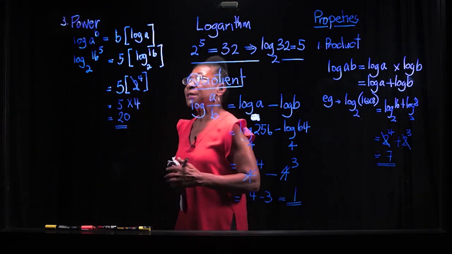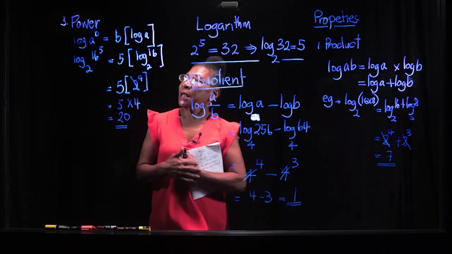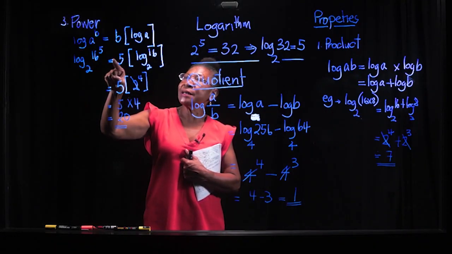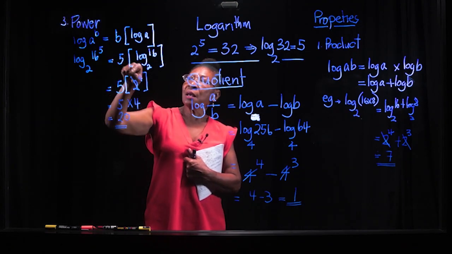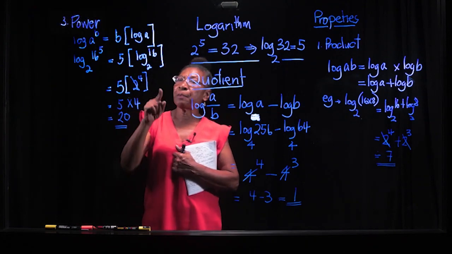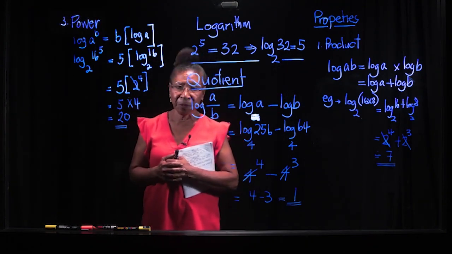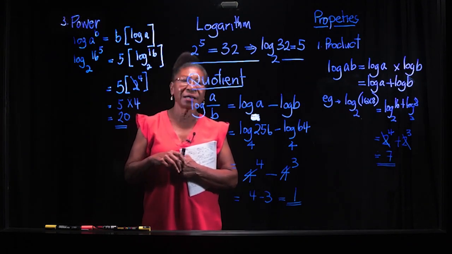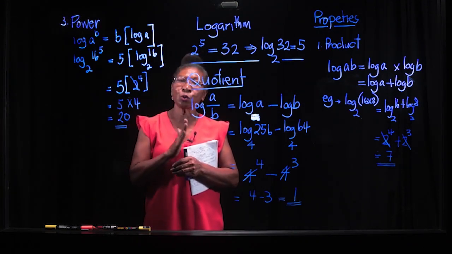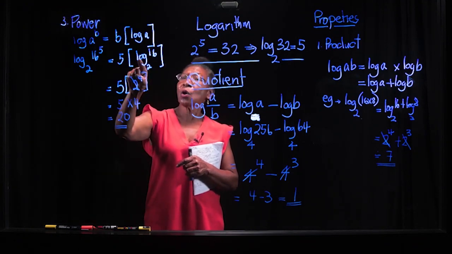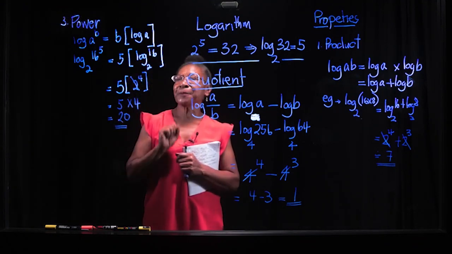We then look at property number 3, which is power. An example, if log A to the power of B, we could write it as B brackets log A. That simply means that the power becomes a coefficient. A coefficient is a numeral or a number that is placed next to an unknown. So the unknown at the moment is log base 2, 16.